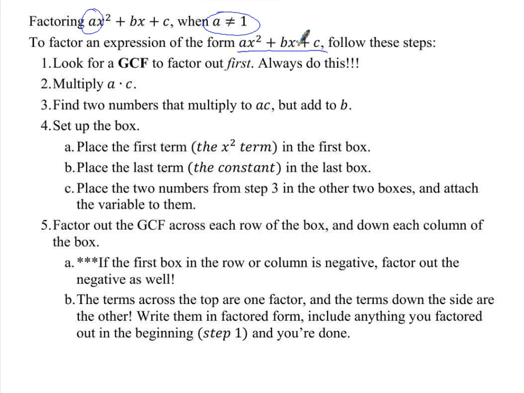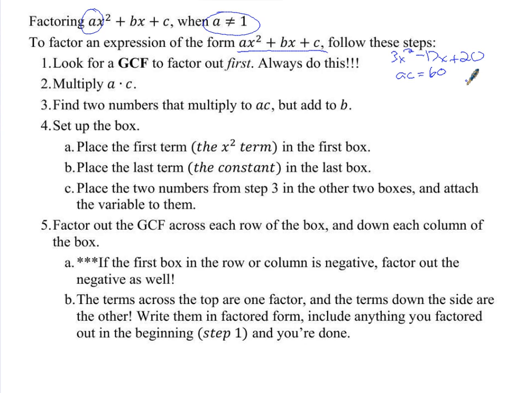So, just as an example as we go through this, let's use 3x squared minus 17x plus 20. Okay, in this one, there is no GCF other than 1. So we move on to step 2. We got to multiply A times C. Well, A is this guy, C is this guy. So I'm going to write down AC equals 60. That's step 2.